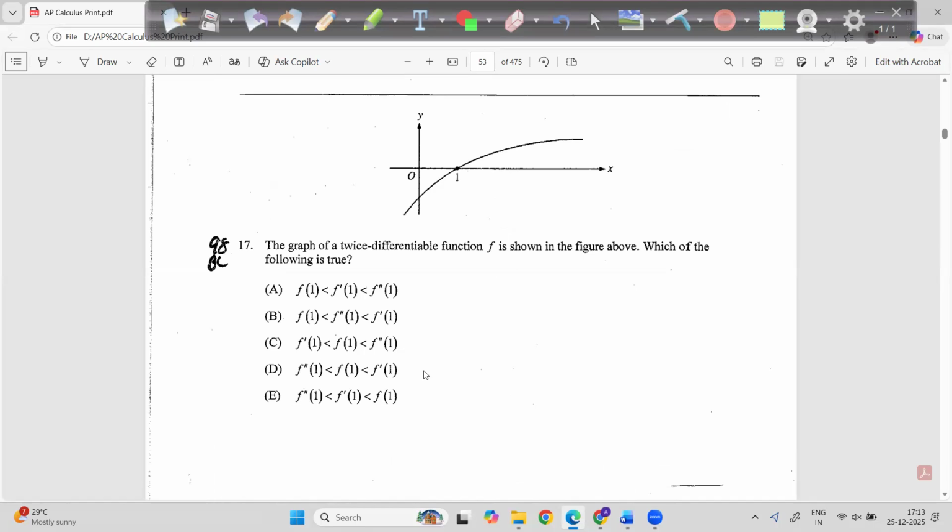You can also remember one thing: if f of x has maximum or minimum, f dash x should be zero because that should become a critical point. So if your function is changing from concave up to concave down, that point is said to be a point of inflection, meaning f double dash x is zero. If your f of x has maximum or minimum, f dash x will be zero at that point.